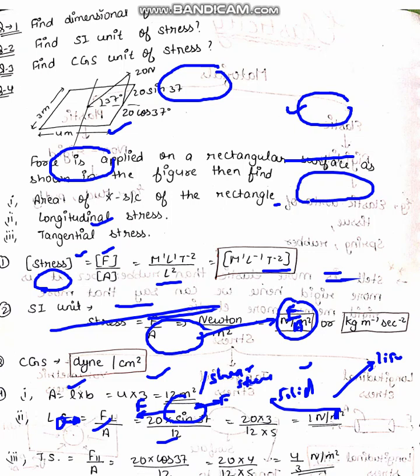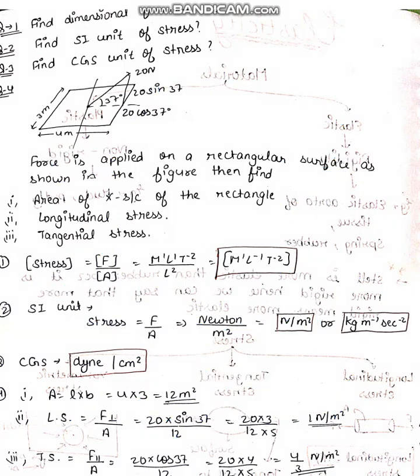Next, now we have questions based on this. So the first question is about the dimension of stress. It is M^1 L^-1 T^-2. The SI unit is Newton per meter square, or kg m^-1 s^-2. The CGS unit is dyne per centimeter square.